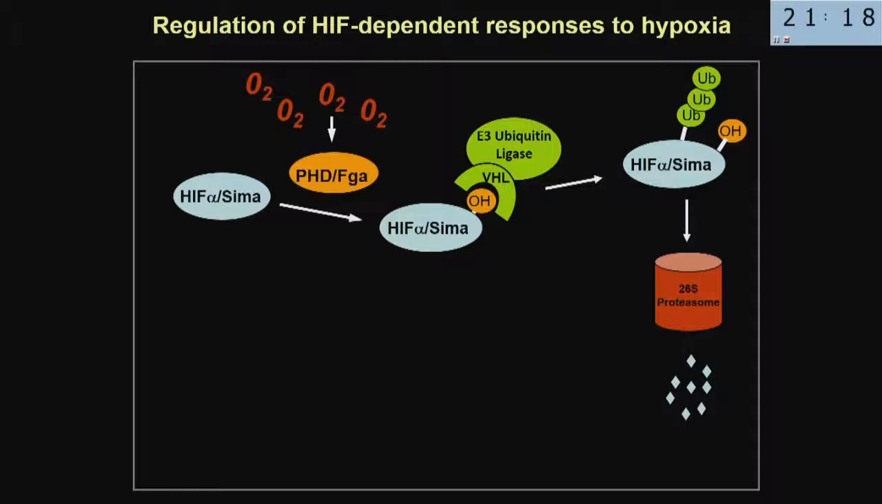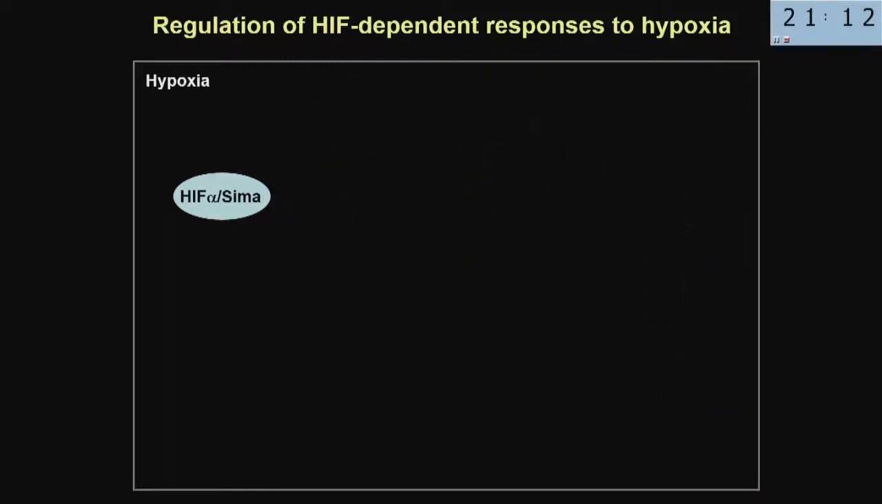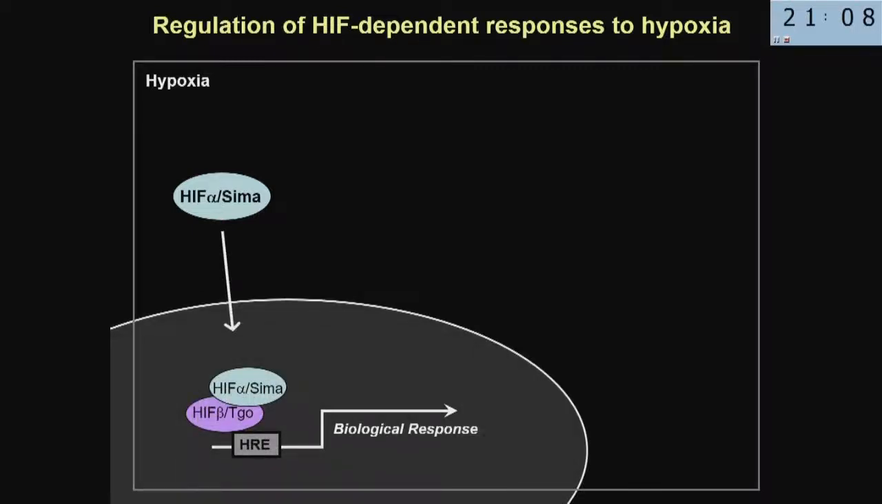When oxygen is scarce in hypoxia, this degradation does not occur. The protein becomes stable. It forms a heterodimer with the beta subunit and can promote the expression of the hundreds of HIF target genes.